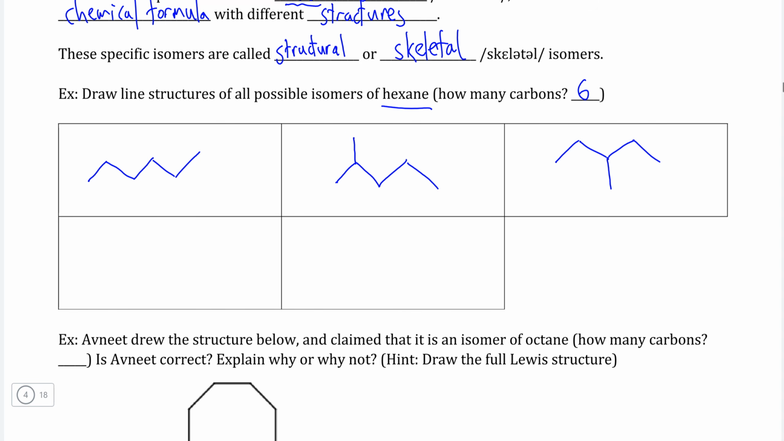Well, what if we were to do 1, 2, 3, 4, 5, 6? Well, this molecule here looks a lot like this molecule here, and if we just flip it around, then it would look pretty much the same here, which means that these two are not in fact isomers, they are in fact the same compound, and you get the general idea.